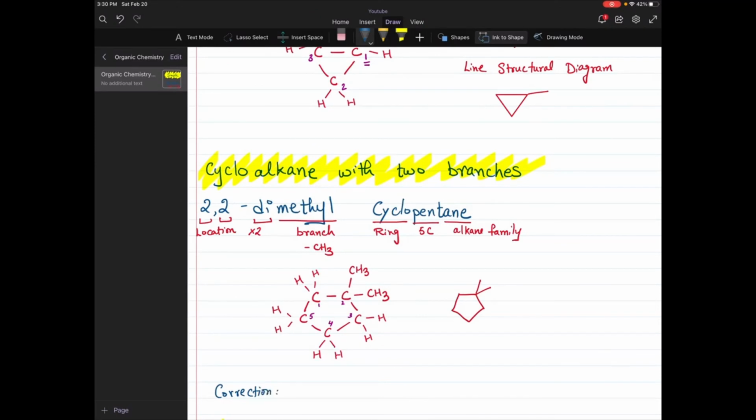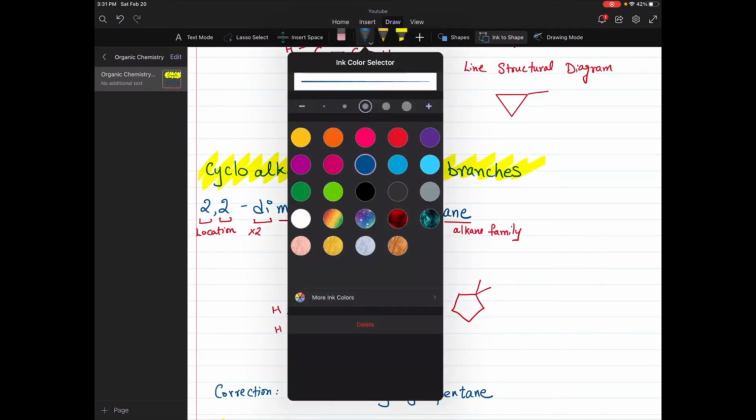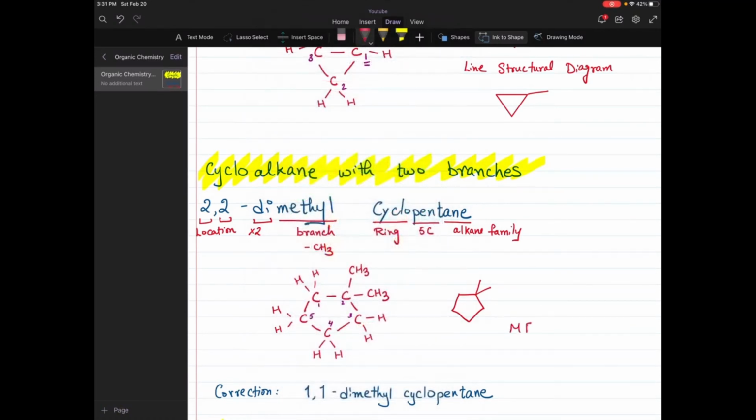Correction. The name of this compound should have been 1,1-dimethyl cyclopentane. So it would be 1,1-dimethyl cyclopentane because the methyls are attached to the first position. All right, and then the molecular formula would be exactly the same way like we have been doing the remaining ones. We have 5 plus 2, 7 carbons, so C7 and H14. So 7 carbons and 14 hydrogens.